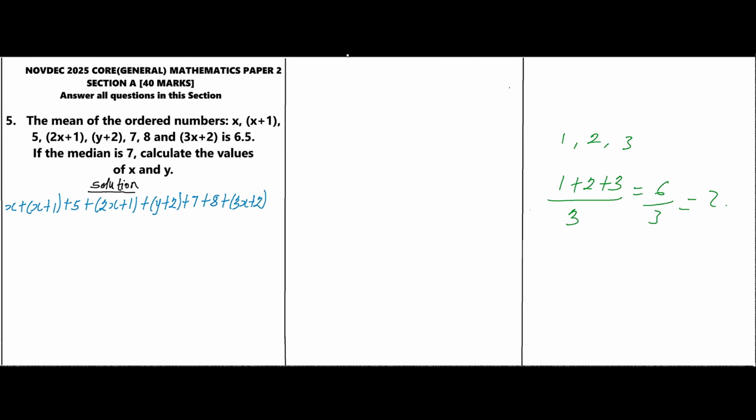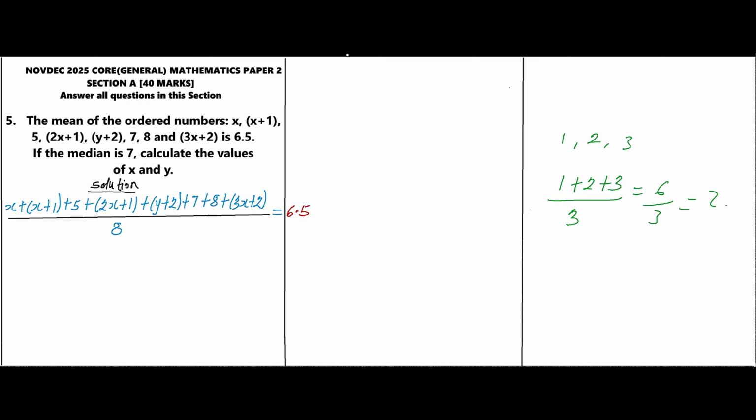Then once we have summed them up, what is the next thing we do? The next thing is that we need to divide by the numbers given. So let's count the numbers given. We have 1, 2, 3, 4, 5, 6, 7, 8. So we divide by 8, and this should give us the mean. So the mean is giving us 6.5.